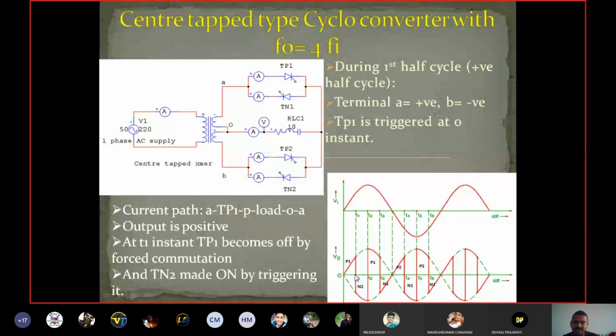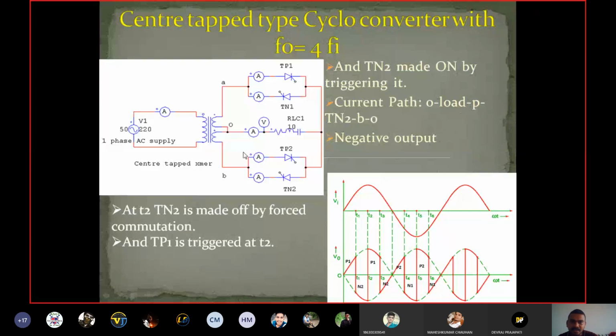Now at the same instant we are making TN2 on. At the same instant, at T1 instant, as soon as the TP1 becomes off, TN2 is triggered. Okay, so at T1 instant TN2 thyristor becomes on. Okay, so as the TN2 becomes on, current is flowing. Okay, so TN2, that means current is flowing from O to load, load to P, P to TN2, TN2 to B, and B to O.